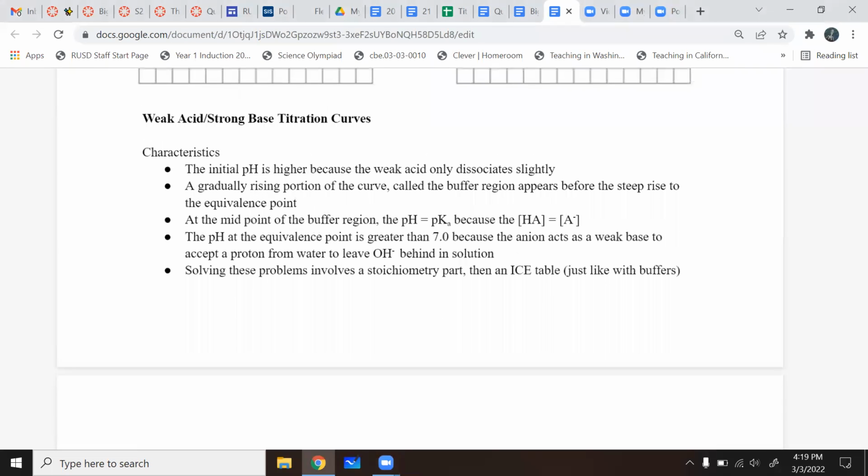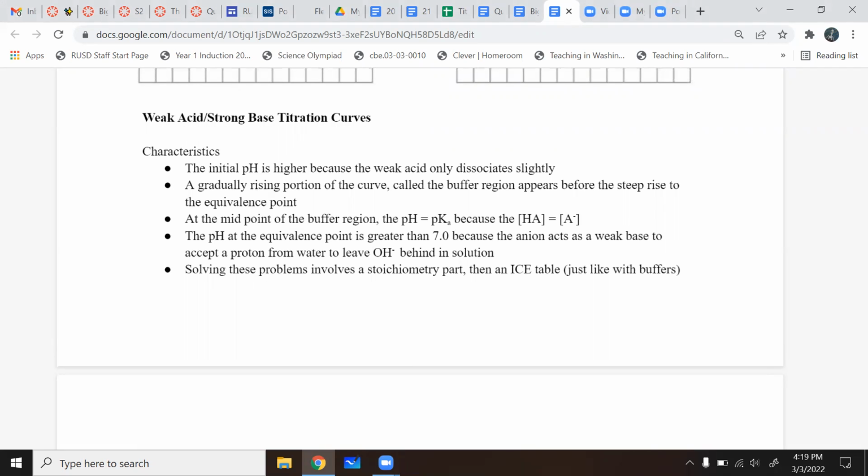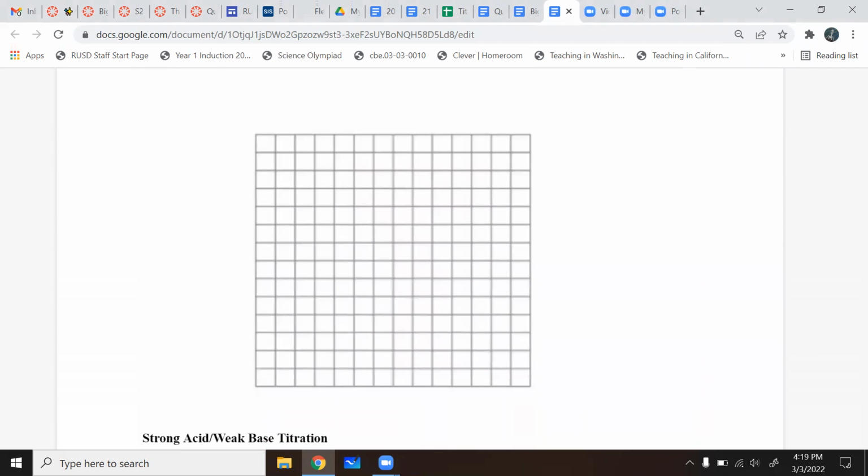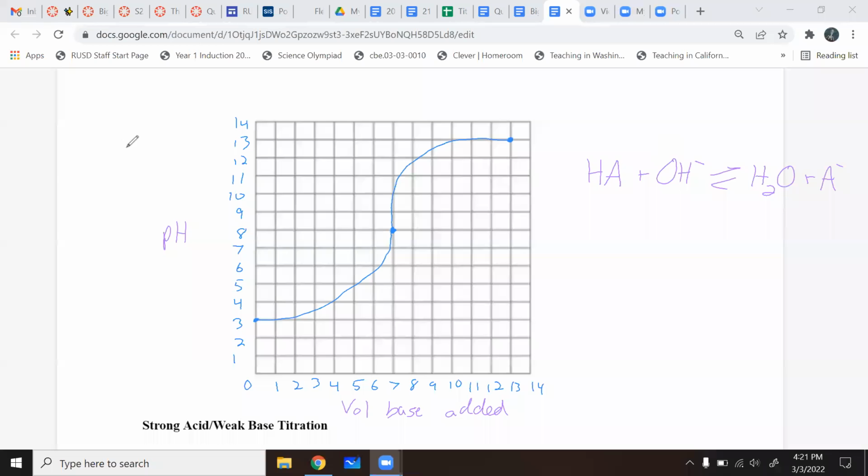To move on to our other titration curves, the first one we have to talk about is weak acid and strong base. So here is our graph. You're going to want to pause the video as I go and copy down the information onto your graph. Once again, I have a basic titration curve. This time, though, it is for the titration of a weak acid being titrated with a strong base. So let's analyze that real quick.